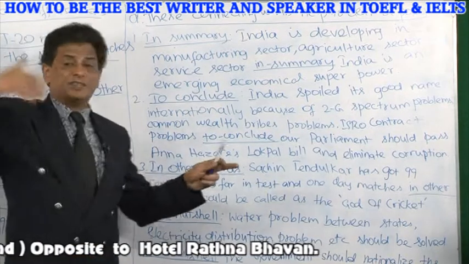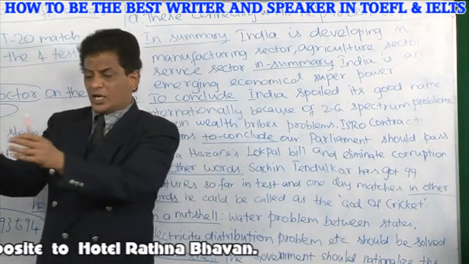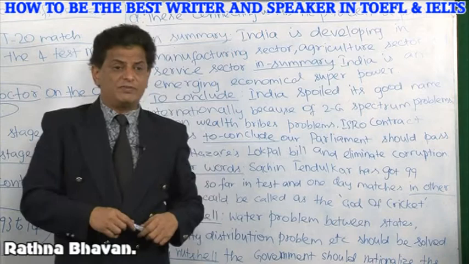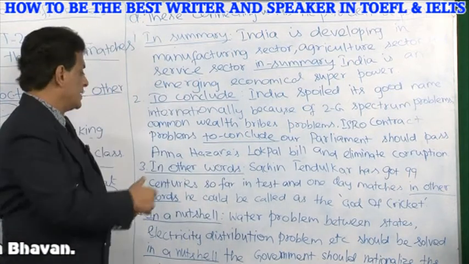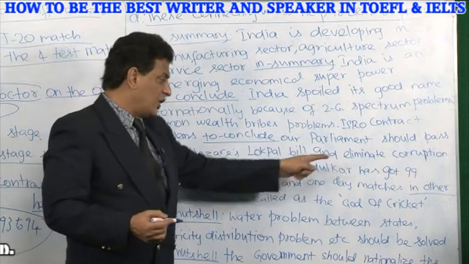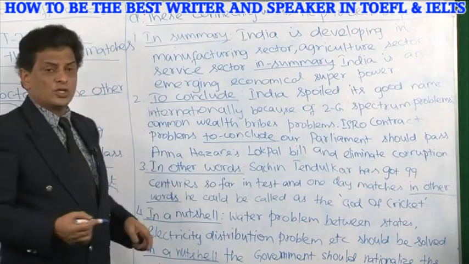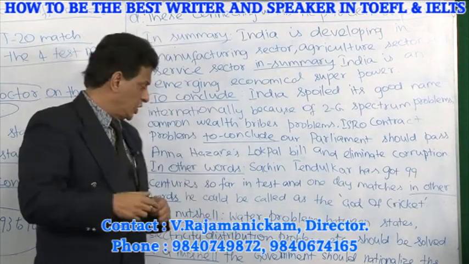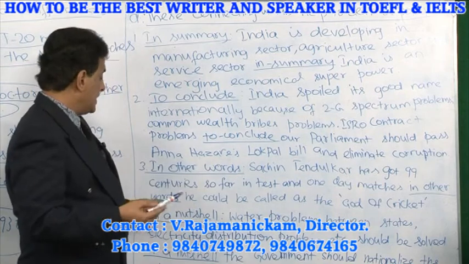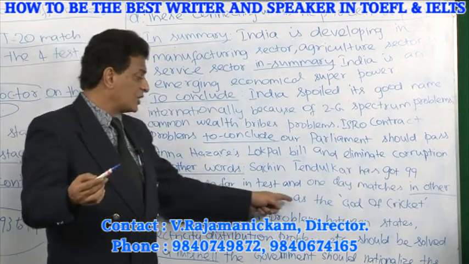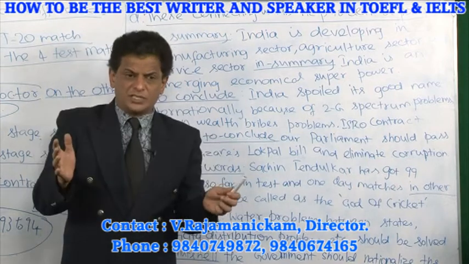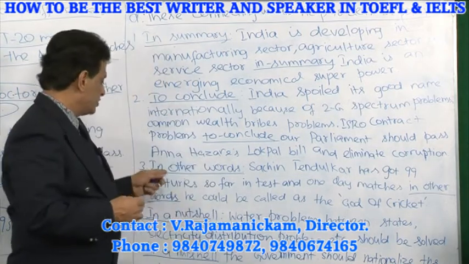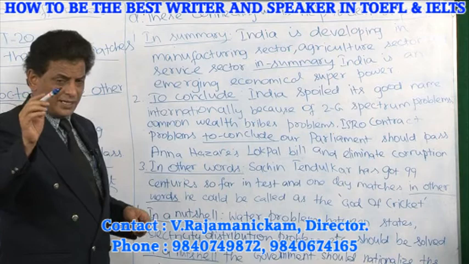Number three, in other words. You are saying something that people are not able to understand, so I am saying it in other words, in a different way. So in other words is also used to clear a point. For example, Sachin Tendulkar has got 99 centuries, in total, in test matches and one-day internationals so far. In other words, he could be called the god of cricket. He has scored the maximum centuries, so in other words, telling it a different way, he is the god of cricket. So in other words is used to conclude, or clear a point, or give a conclusion.